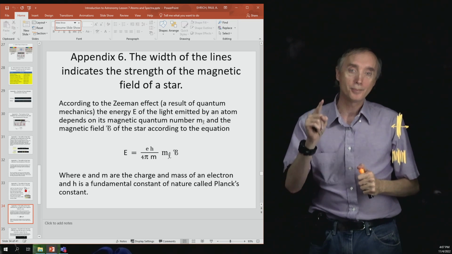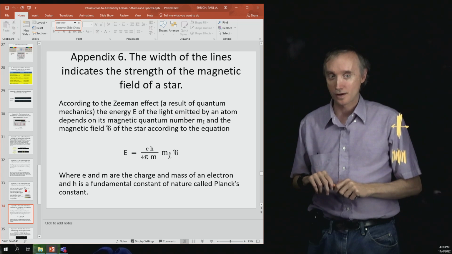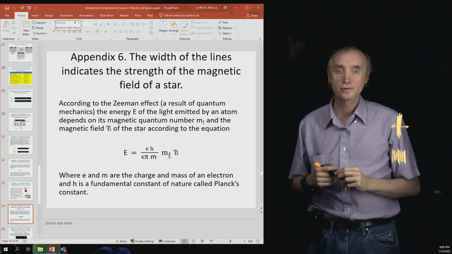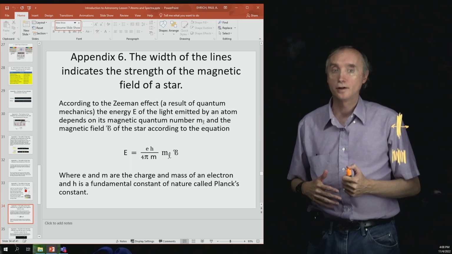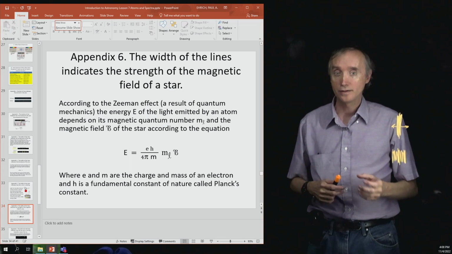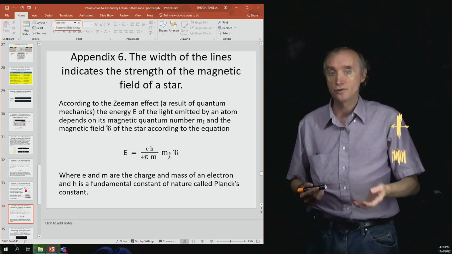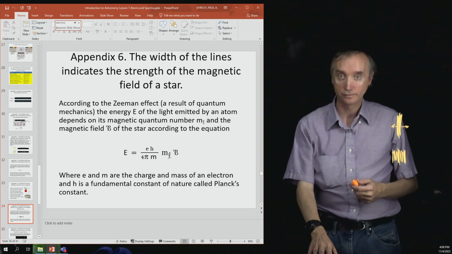Okay, and then you got Appendix 6, which again gets into that quantum mechanics stuff, which you don't need to know it for in this class, but you would learn this if you take modern physics. And it shows how the energy of an atom is related to its magnetic field. So when a magnetic field acts on an atom, it gives it energy according to this equation. So don't worry about it.